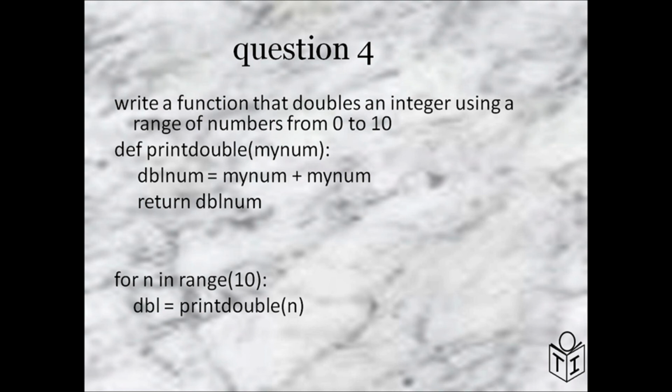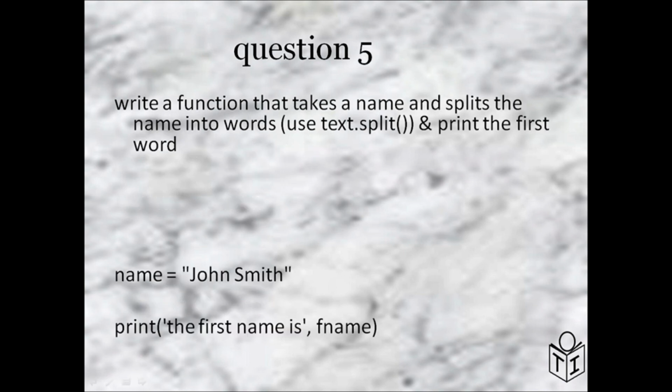So again we define the function print_double. We're passing it a number, so we use mynum, and we add mynum to itself, and we get the double of that, and then we return that using the word return at the end of the function. And then inside the for loop, because we want to print the statement on each number, we've got the print statement with the number, so it will print the double of 0 is 0, the double of 1 is 2, and so on. So that's question 4.